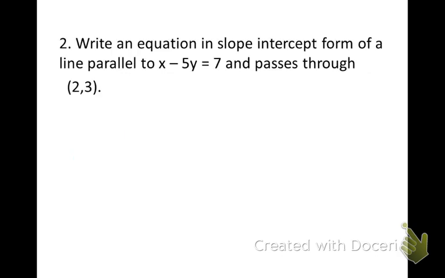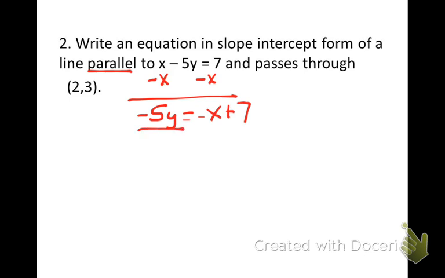This one, again, still trying to do parallel, it says. So this is not in the right form, so I need to get it in that form, y equals mx plus b, so I can tell the slope. So I need to first subtract x from each side. We are left with negative 5y equals negative x plus 7. To get the y by itself, I need to divide everything by negative 5.